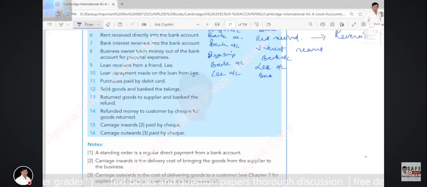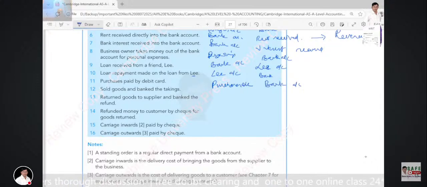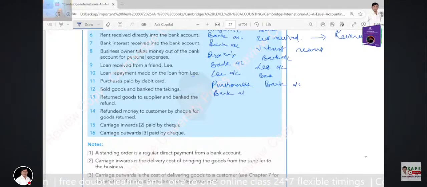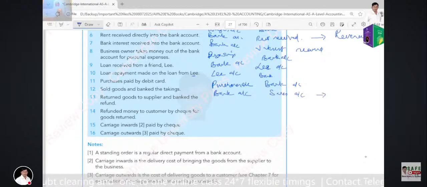Then, purchases paid by debit card. Whether it is debit card or check or whatever, money will always go out from the bank. So purchases are debited and the bank is credited, because money goes out when you pay from the bank. A debit card obviously goes out from the bank only, because unless you have money in the bank, it cannot be debited by the bank. Sold goods and banked the takings. What is happening here? Money is coming into the bank, and sales is the revenue. Sales is the trade. So we credit all incomes here as revenue.